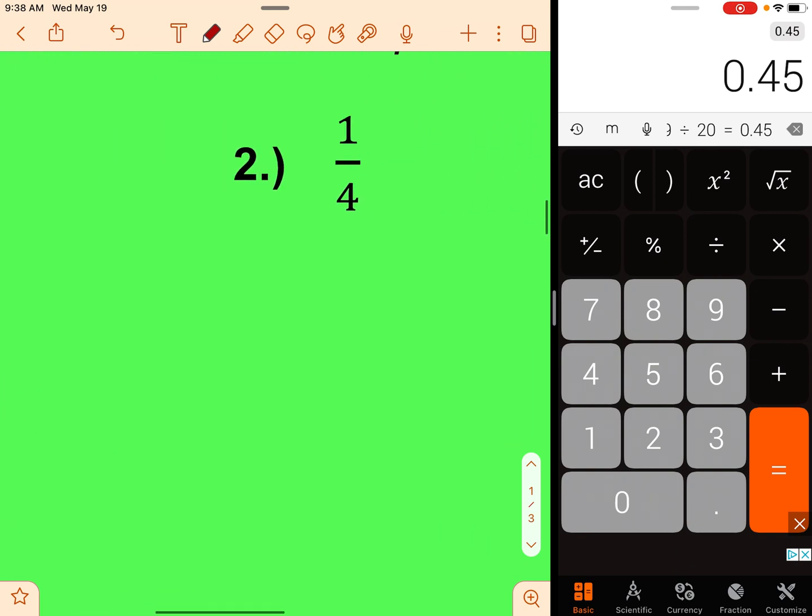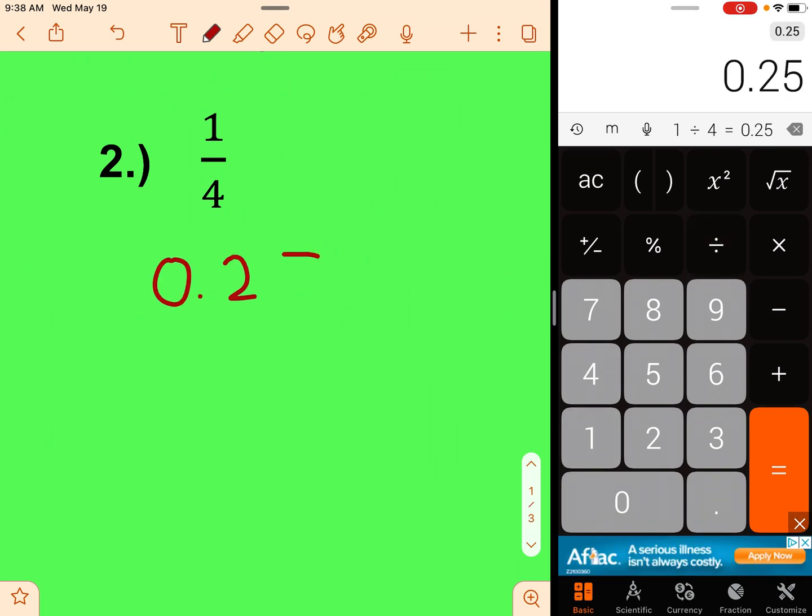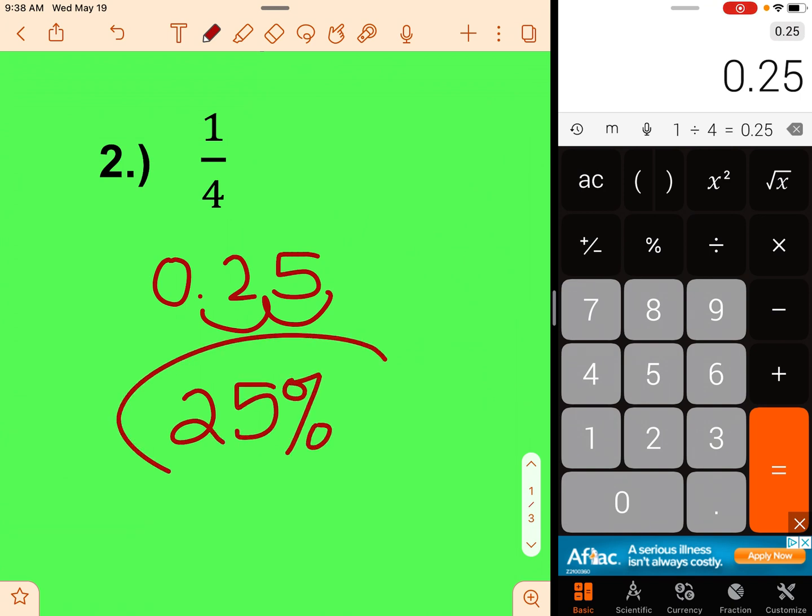Fabulous. Moving on to number 2. We have 1/4. We need to change that to a decimal first. 1 divided by 4 gives us 0.25. To change 0.25 to a percent, multiply by 100, we get 25%. And that's your answer.